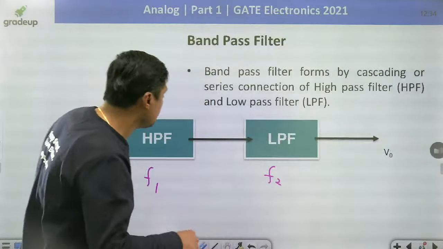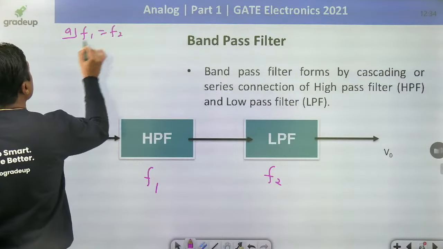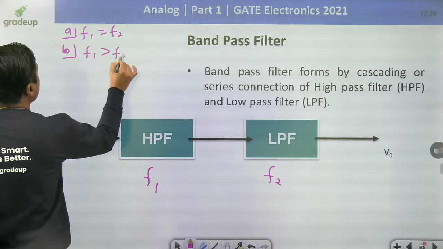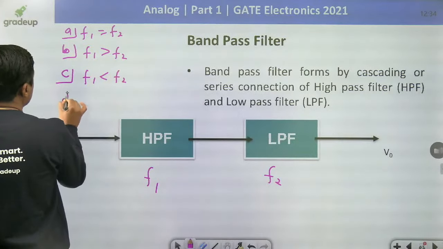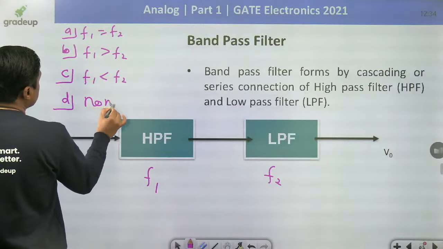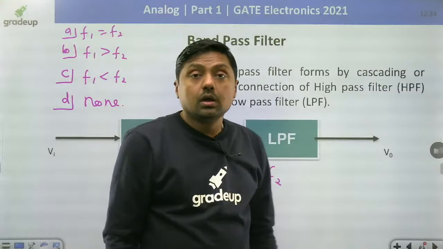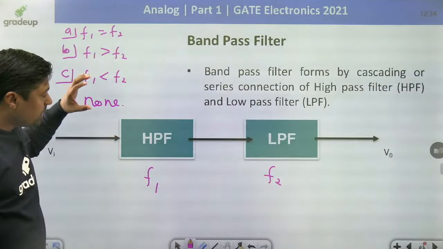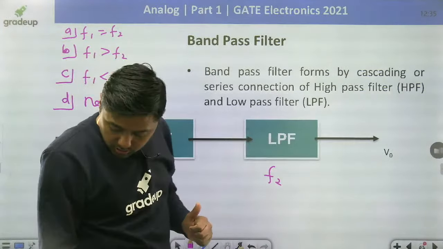Everyone please give me the answer for this question. First option, F1 is equal to F2. Second option, F1 greater than F2. Third option, F1 less than F2. Fourth option, I have no idea, none of this. Yes, everyone. We can design a band pass filter by simply a high pass filter followed by a low pass filter.